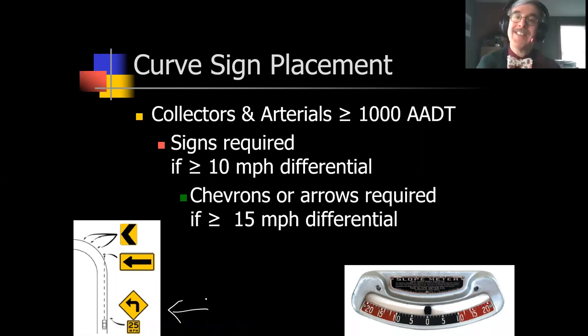And that's, yes, technically only for collectors and arterials, but it's actually still a good idea even on the local system. And in some respects, maybe even more important, because if someone's not familiar with the roadway, do we really want them missing a pretty sharp corner?